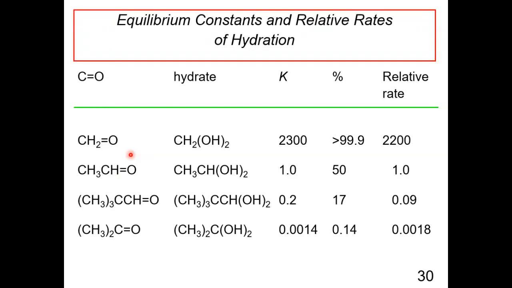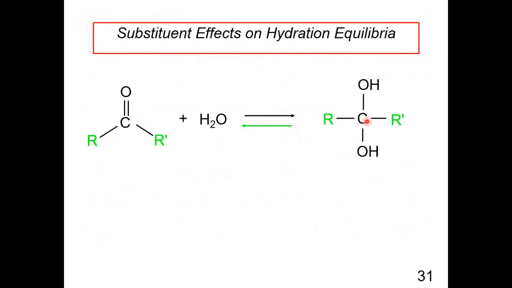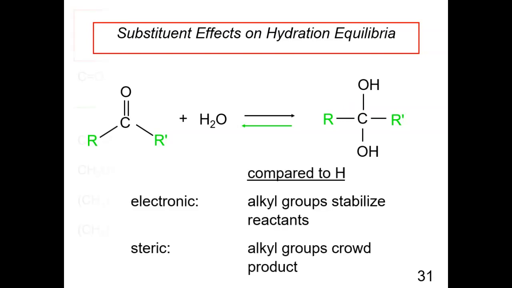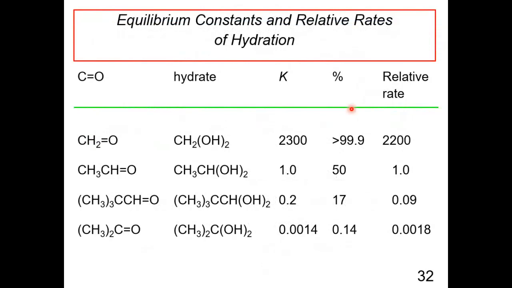And why do these two still show some difference in equilibrium constant? That is because in the hydrate, the carbon is sp3 hybridized. Now you have 4 groups around the carbon. So the bigger the alkyl groups are here, the more the hydrate will experience larger steric hindrance. But that's a secondary effect. So the rate and the equilibrium constant go in a similar manner.